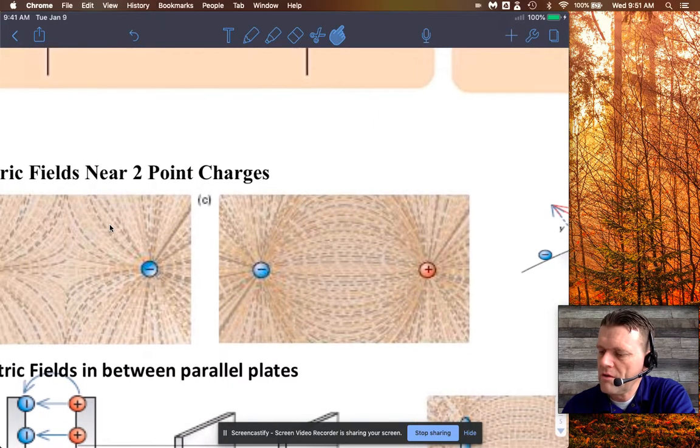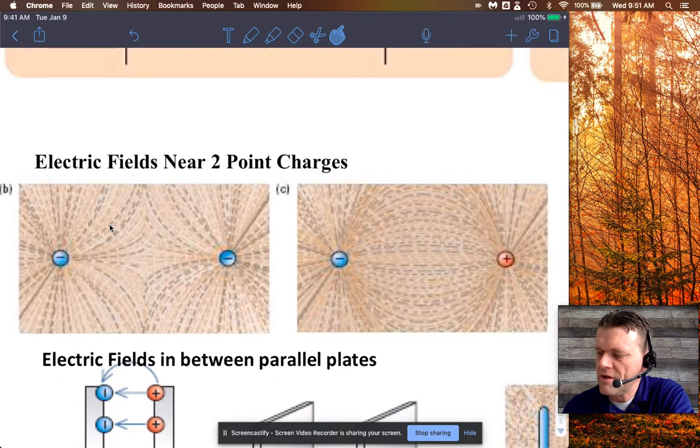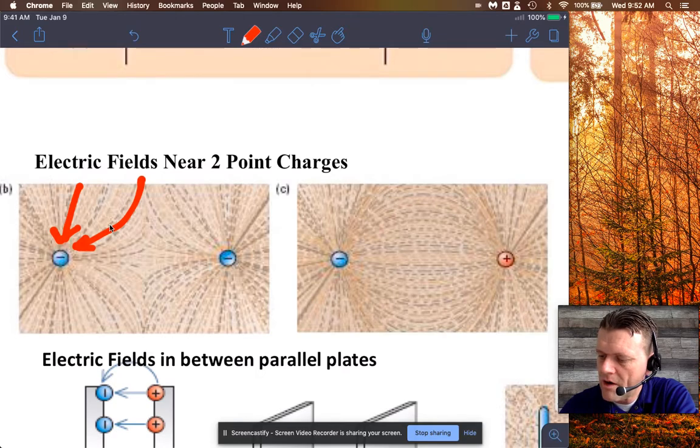So just to note here, this is showing positive and negative charges. And these dotted lines don't really show the direction, but we can add that. Because in the first one here, these blue negative charges, the field line should be pointing, oh, whoops, I did that backwards. The field line should be pointing towards the negative charge, because a positive test charge would move towards the negative charge like this.